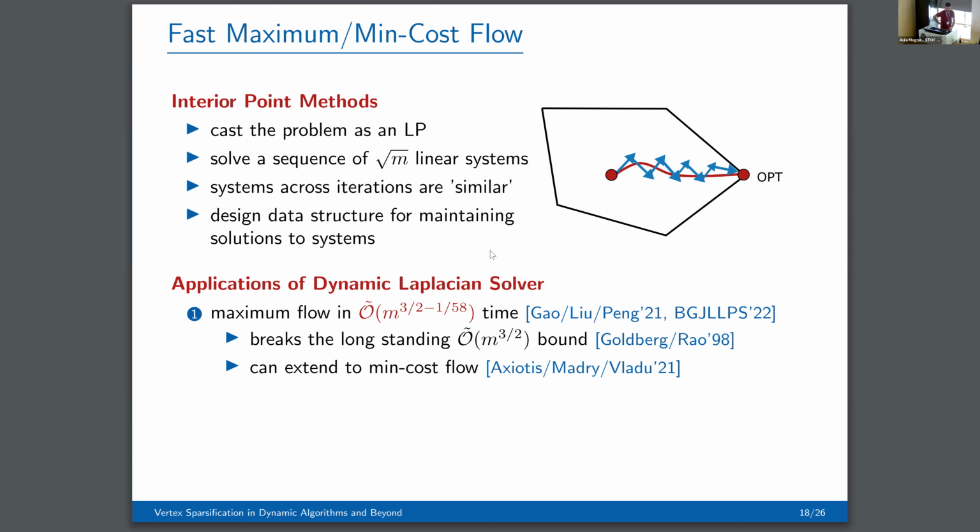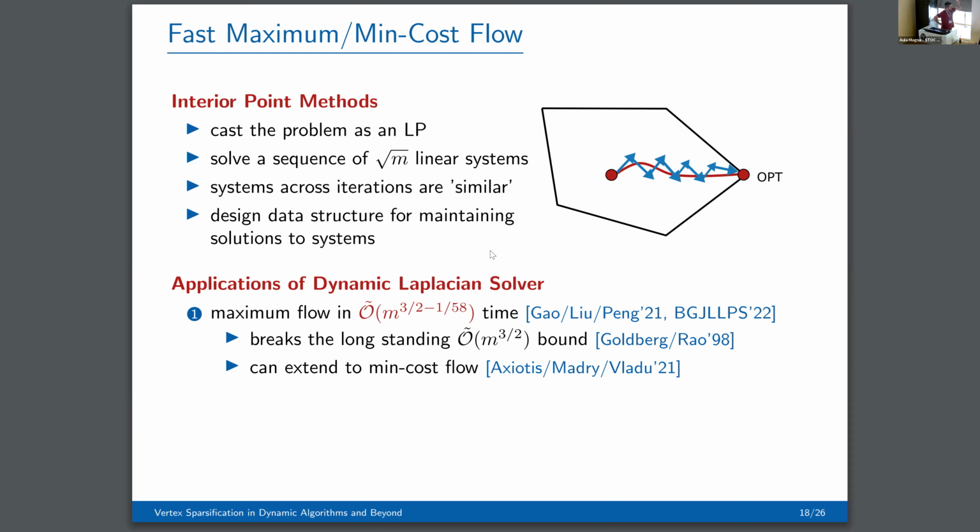And two variants that people have looked at in the literature mainly are the maximum flow problem and the min cost flow problem. And when you do interior point methods, it seems that the sequence of linear systems you need to solve in each iteration are Laplacian systems. And that's where you use these data structures that I just described to get better running times per iteration. Instead of computing a Laplacian system from scratch, you use the data structure to make it more efficient.